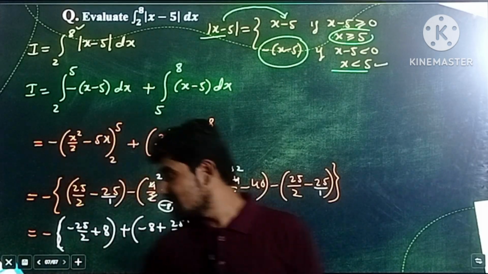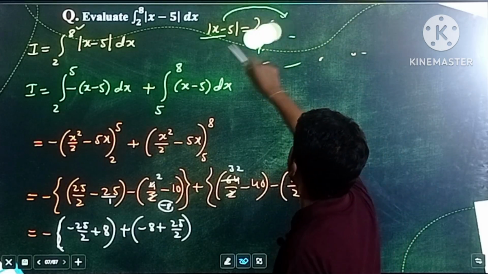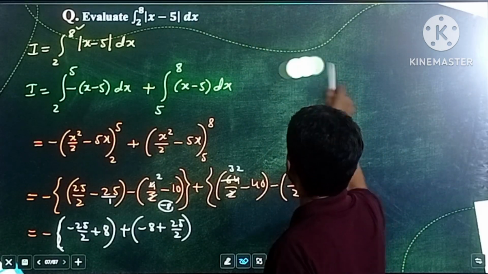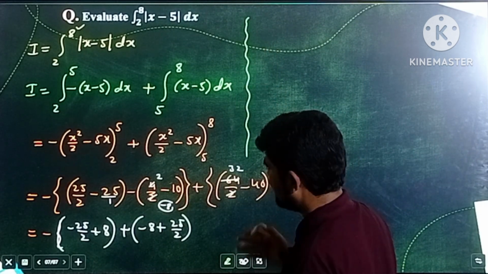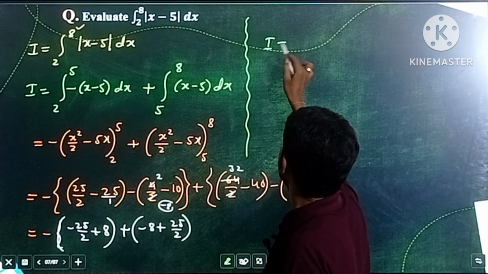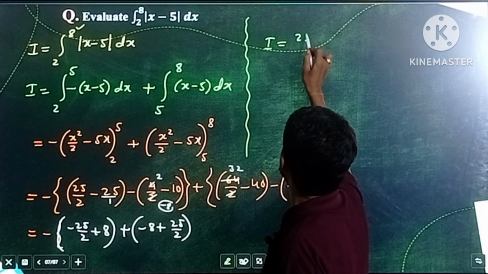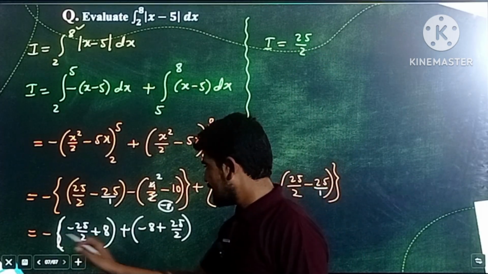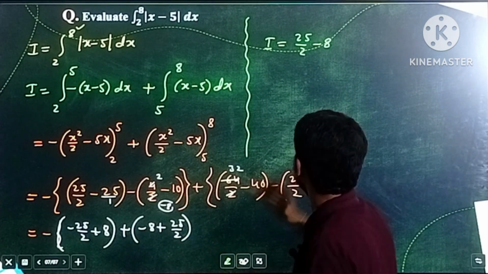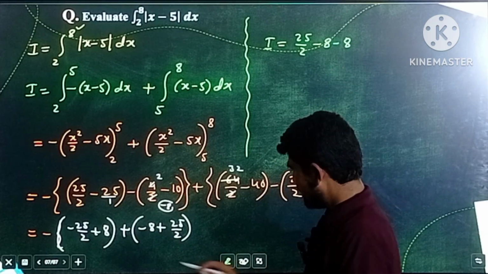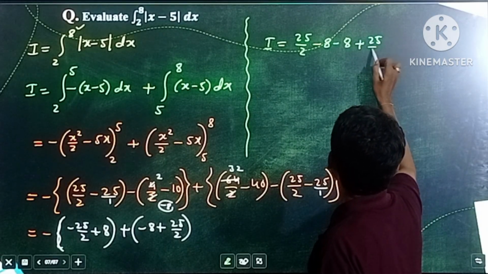I hope all of you are understanding. So in the next step, the integral value I is equal to, see here, minus into minus 25 by 2 plus 25 by 2 minus into plus 8 minus 8 plus into minus 8 minus 8, and then plus into plus 25 by 2.